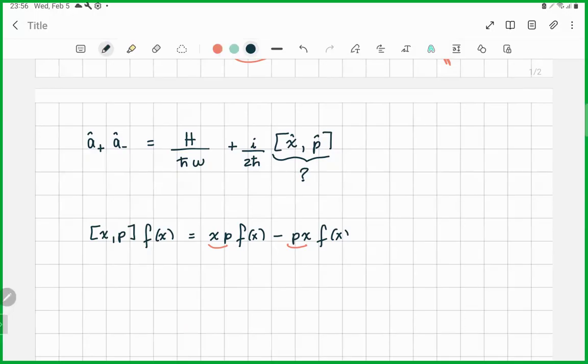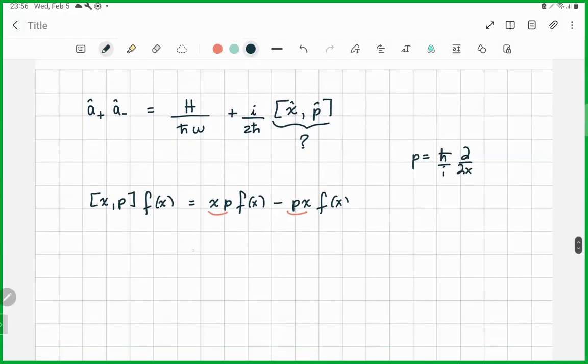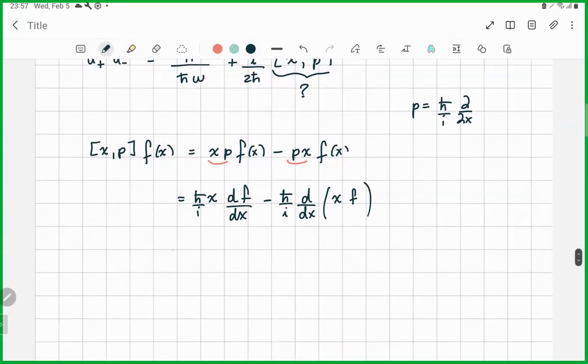Okay, but what is p? Well, p is h bar over i and the derivative in x. All right, so then what we have here is x, a constant we can put in front, it doesn't hurt, it's just a number, h bar over i, and the derivative of that function of x. And the next term we have minus h bar over i and the derivative, but the derivative of everything that is to the right of it. So the derivative of x and f.